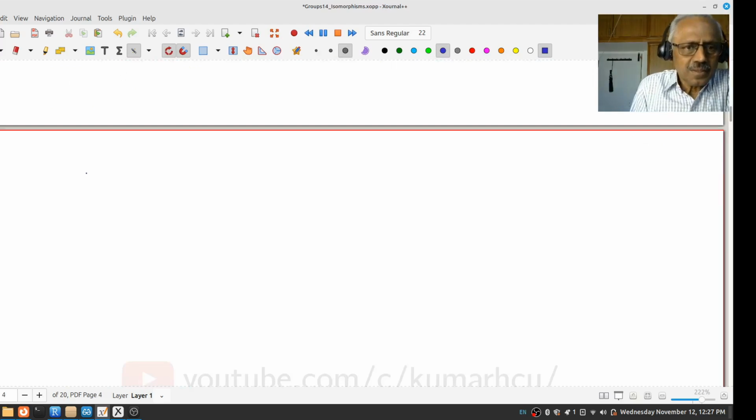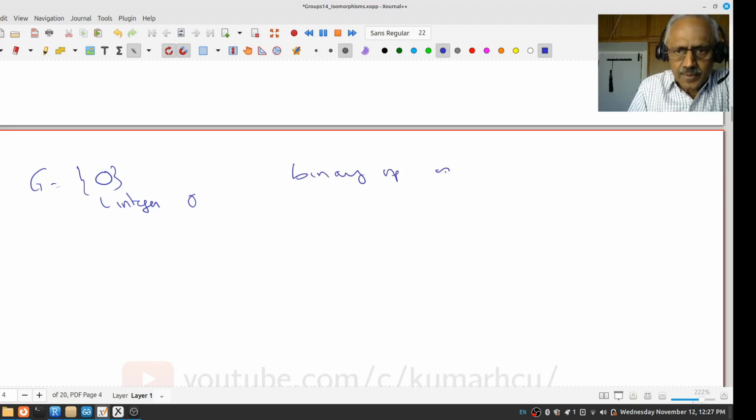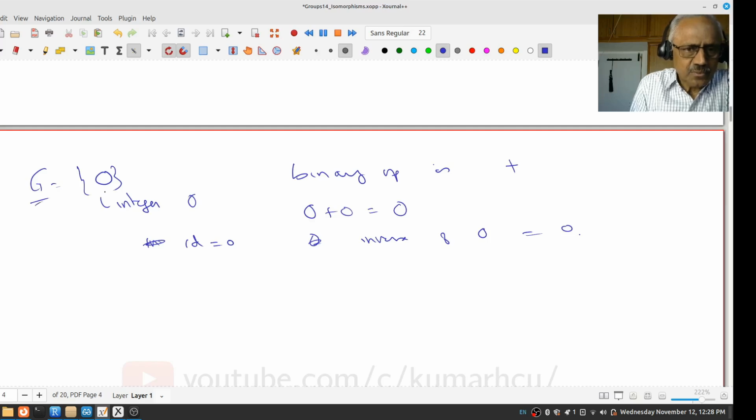So now let's look at another thing. Suppose I have only the integer 0. This is my G, only 0. The binary operation is addition. Therefore 0 plus 0 I will define to be 0. And what is the inverse? Sorry, identity element. The identity element is also 0. What is the inverse of 0? 0. Therefore this is a group with only one element.